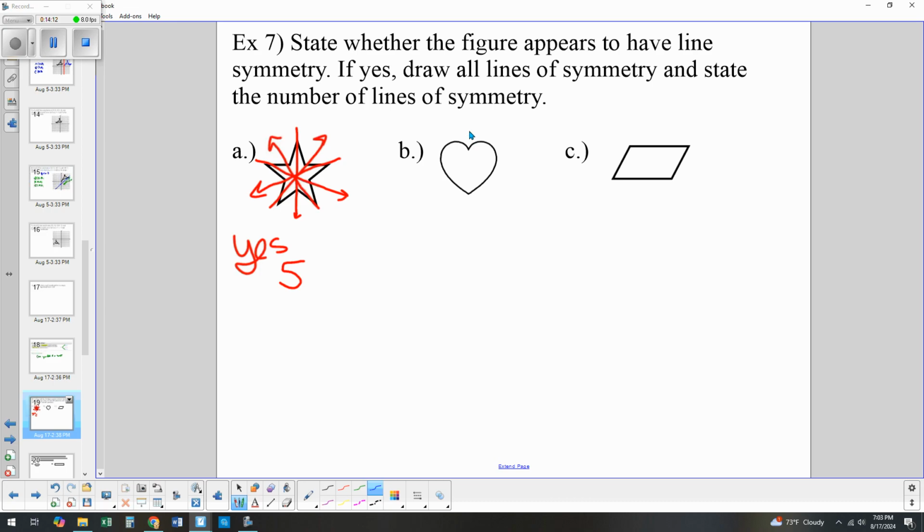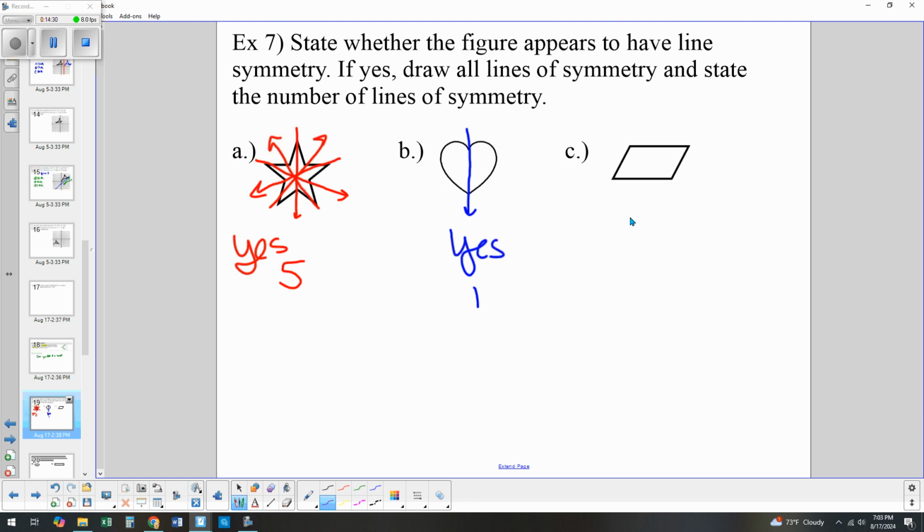For the heart, again, looks pretty obvious that we can go this way. So there is at least one, but it doesn't look like I do it anywhere else. So this is just going to be that single line of symmetry. It doesn't change the fact that it has line symmetry. There's just less lines that work.